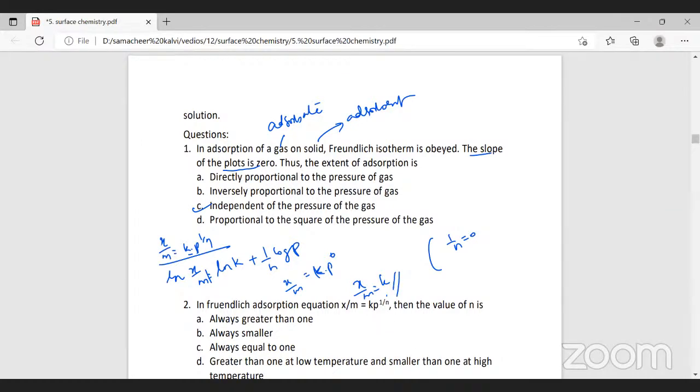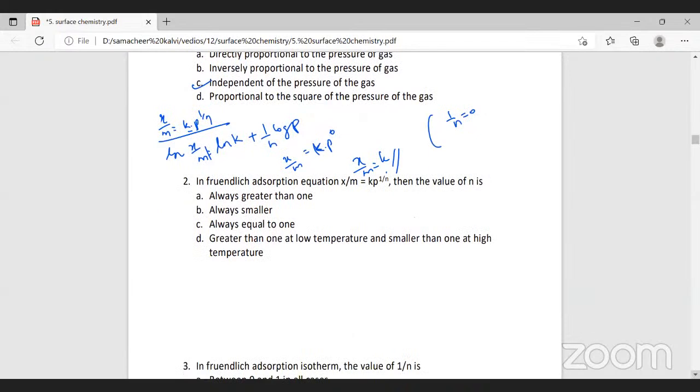The second question. In the Freundlich adsorption equation, x/m = k p^(1/n), the value of n is always greater than 1, always smaller, always equal to 1, greater than 1 at low temperature and smaller than 1 at high temperature. So n is always greater than 1 in the Freundlich adsorption equation.